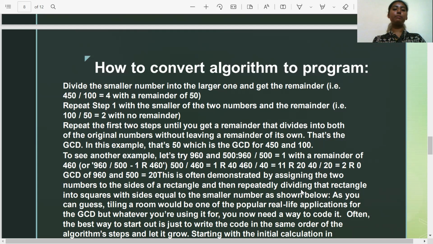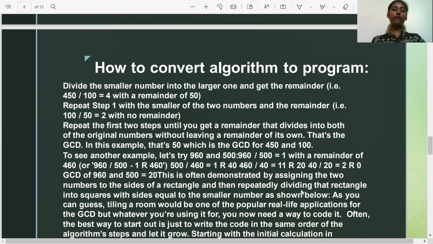To see another example, let's try 960 and 500. 960 divided by 500 is equal to 1 with a remainder of 460. 500 divided by 460 is equal to 1 with a remainder of 40. 460 divided by 40 is equal to 11 with remainder 20. 40 divided by 20 is equal to 2, remainder 0. The number of sides of the rectangle are repeatedly divided, dividing the rectangle into squares with sides equal to the smaller number, as shown below.